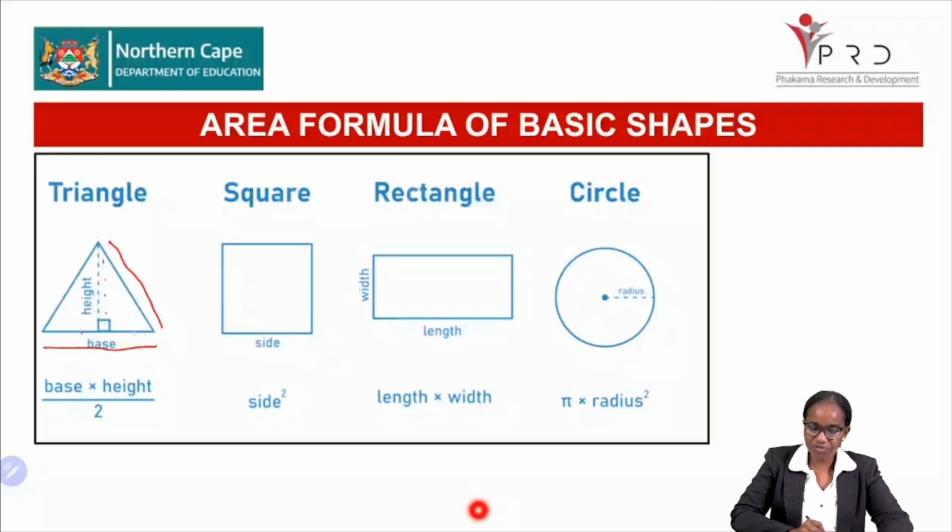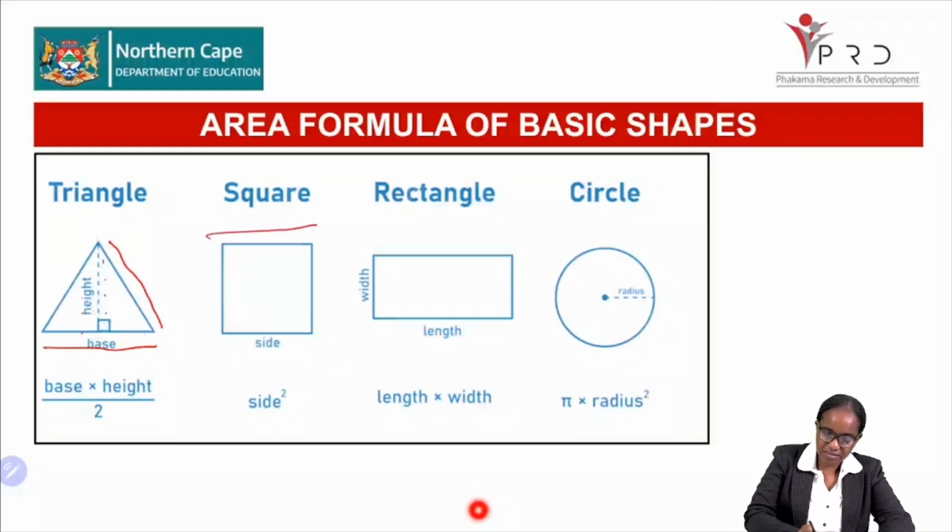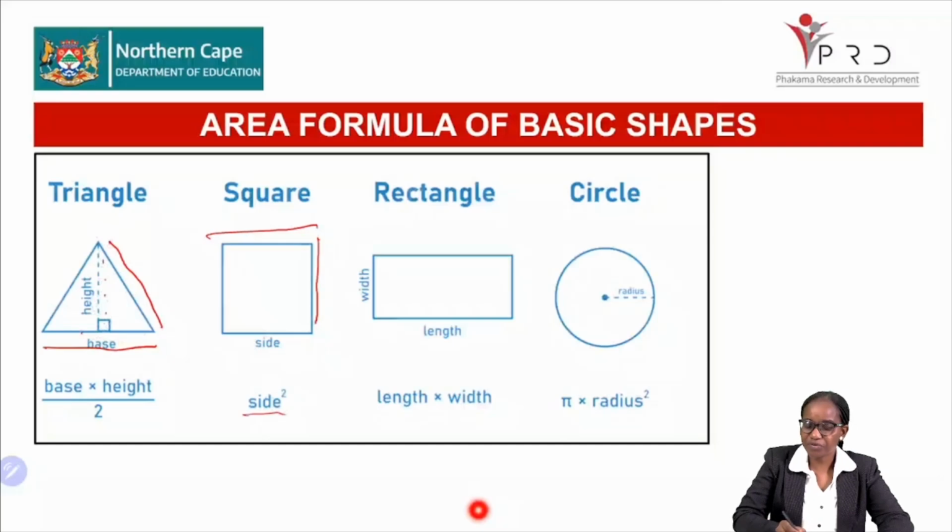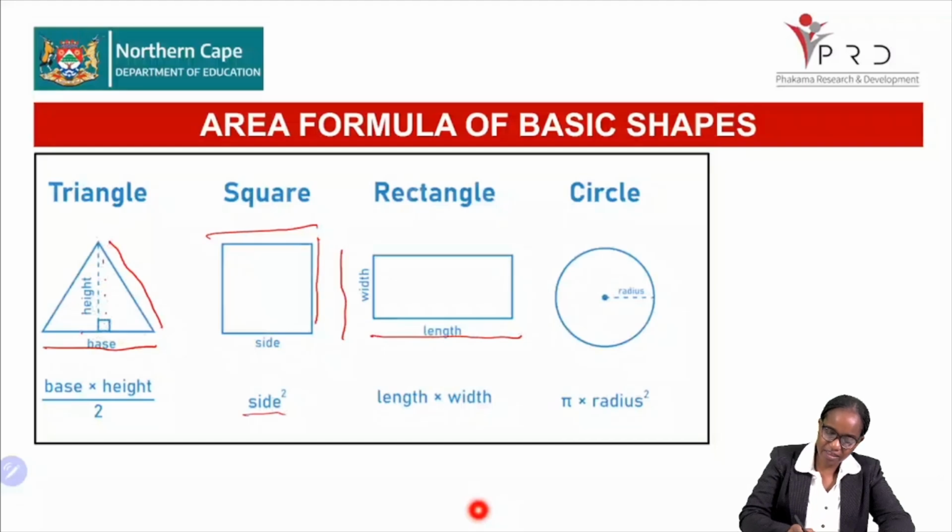Then the area of the square is side by side. So since the sides are equal, it is side squared. Then we come to the area of the rectangle. We have the length multiplied by the width.